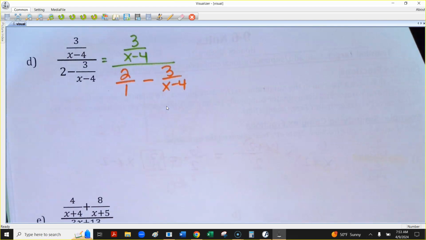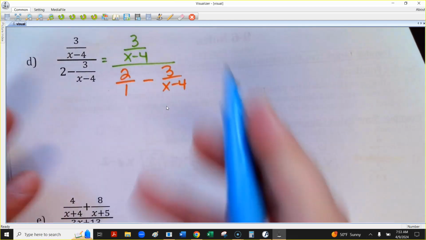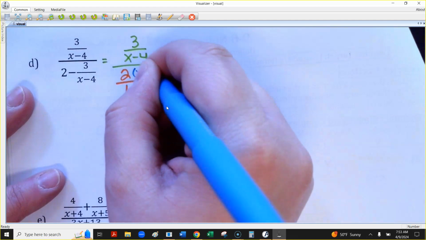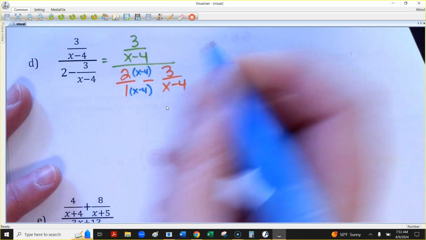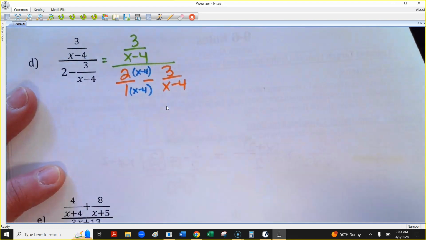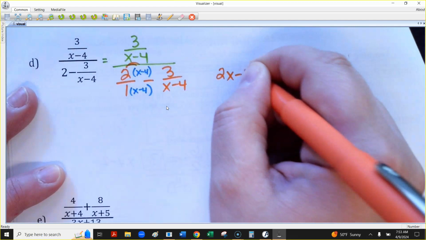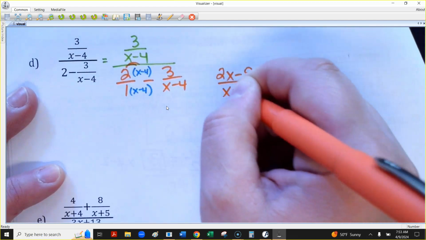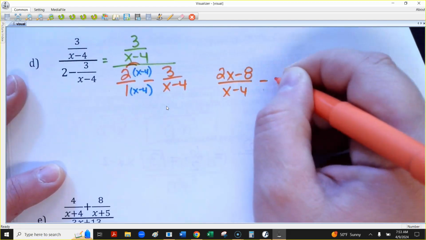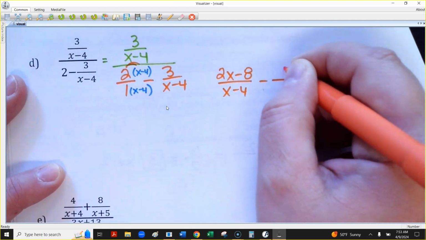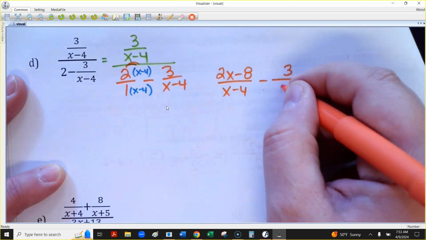Okay, so if I just have the 1 and then I have the x minus 4, to get that common denominator, you just need an x minus 4, right? Now, what I'm going to do on the top of that fraction, since I had a 2 in the top already, we're going to have to do a little distributive property here. So we would have 2x minus 8, that's over the x minus 4. And then from that, I'm subtracting a 3 over x minus 4.